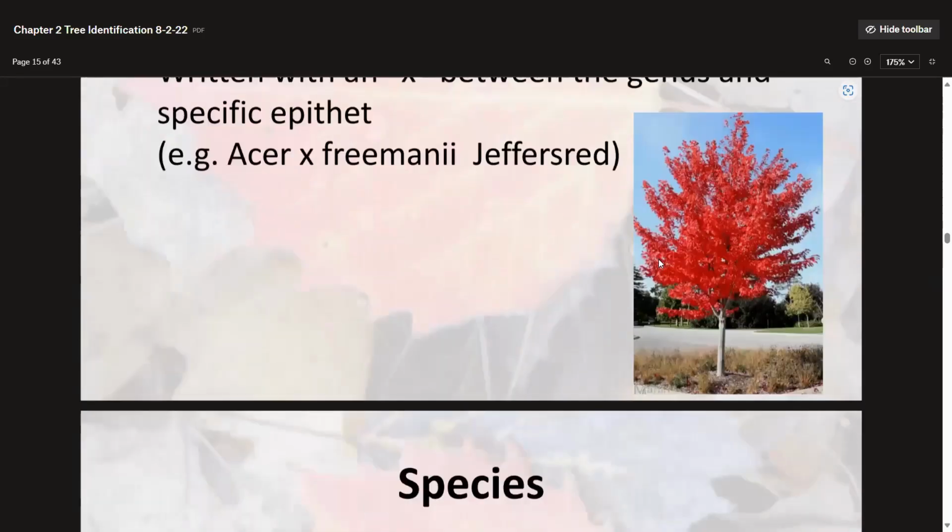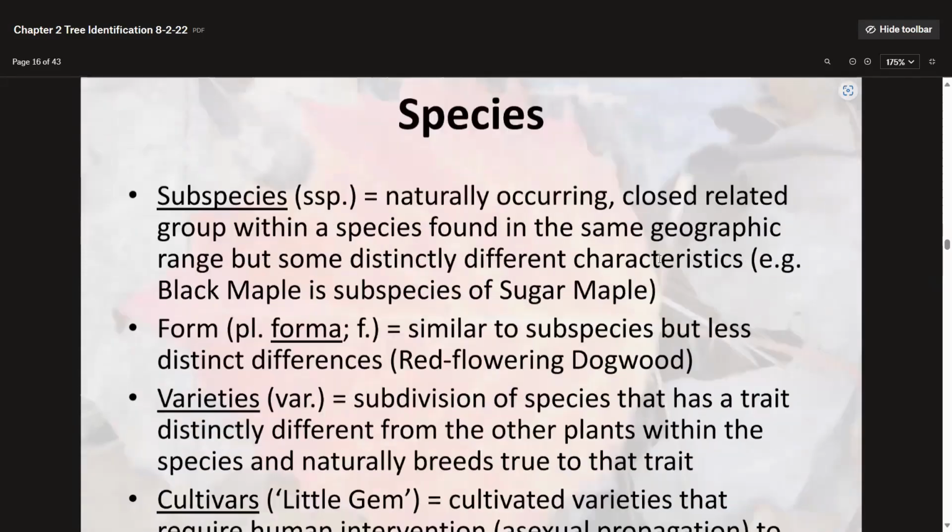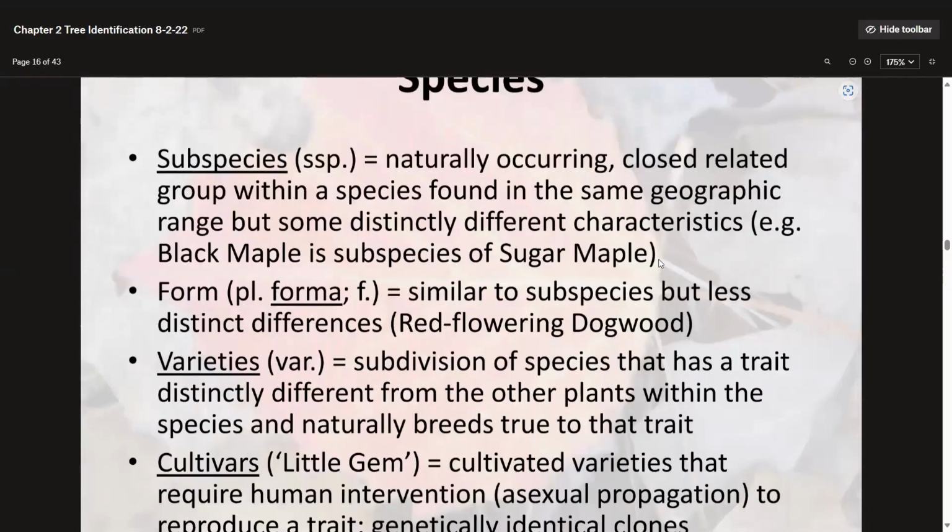Yep. It's all fun. So species, there's a subspecies, and that's always written out as ssp., like you see it here. And the subspecies is a naturally occurring, closely related group within a species found in the same geographic range, but with some distinct different characteristics. As an example, black maple is a subspecies of sugar maple. So it's very similar, but it has some distinct differences, right? So that's a subspecies within that species of tree.